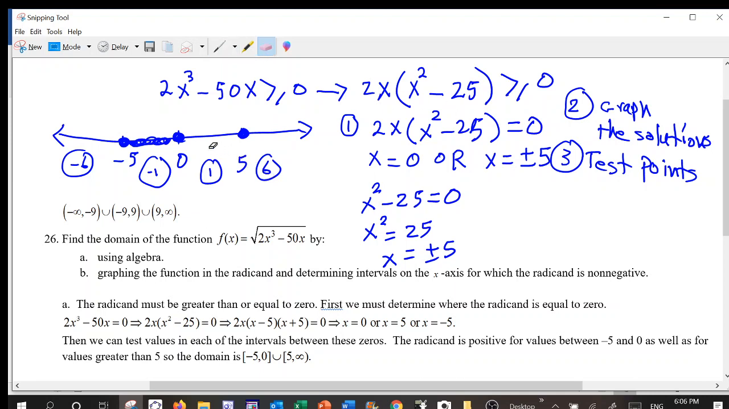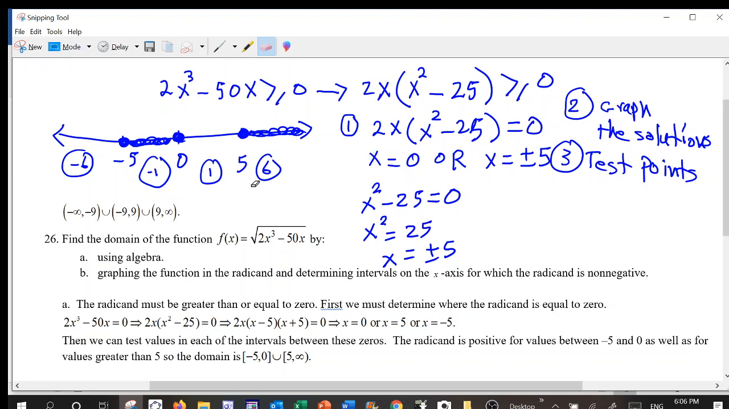And what about, so we don't want these numbers. What about 6? 6 is positive. 6 here will give you positive. Positive times positive is positive. So these are good as well. So the domain of this function is going to be what? Is going to be those numbers, right?